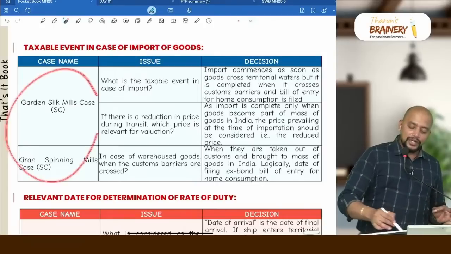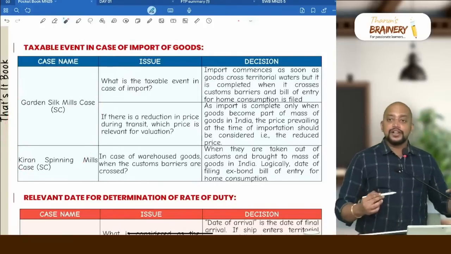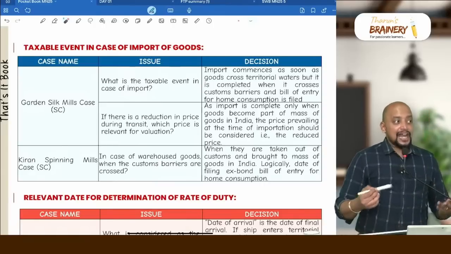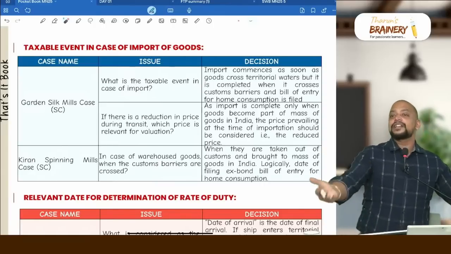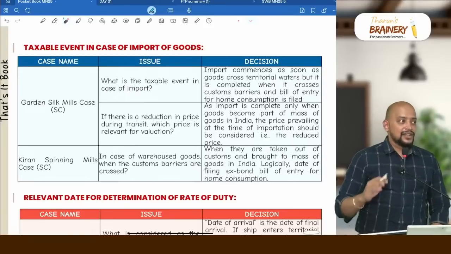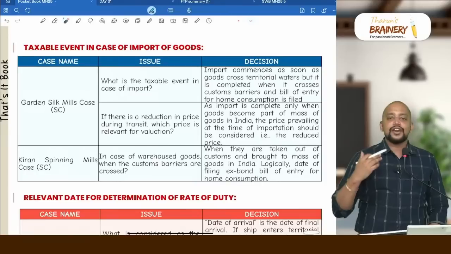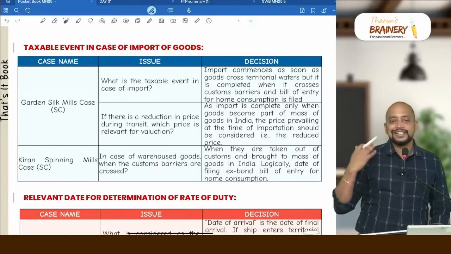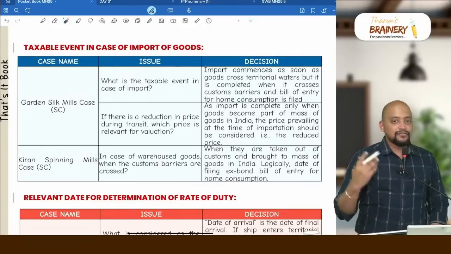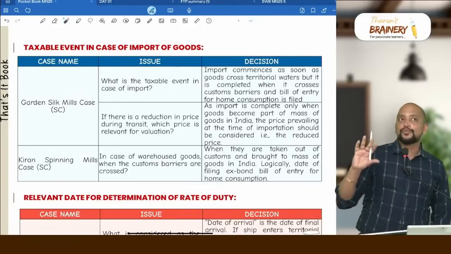Even if you are not remembering the case name, it's okay, because in the last attempt, the November 24 exam, they gave a question and they clearly mentioned no need to write the case name. In the question itself they are telling. So therefore going forward they are not giving importance to the case names, they are going to give importance to the issue and the decision. So that's the reason why you should focus more on this.